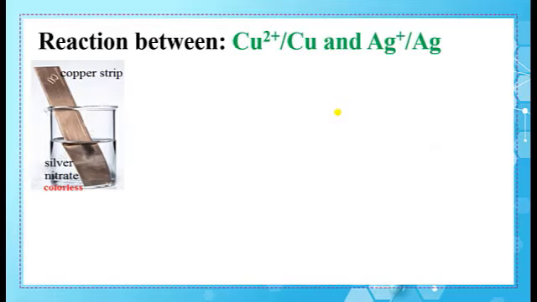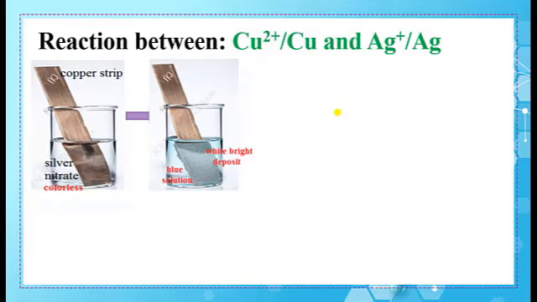Now, let's talk about the reaction between the two redox couples, Cu2+/Cu and Ag+/Ag. If we dip a copper strip in a silver nitrate solution, what happens? We can see that a white bright deposit is formed on the copper strip, while the solution, which was colorless, turns blue. We can say that a redox reaction took place.